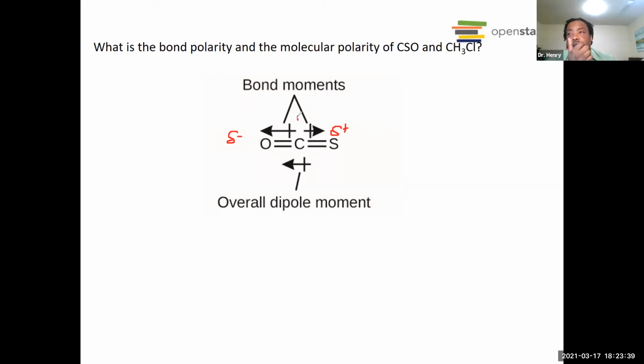Or we could look at it just in terms of carbon. It's favoring this guy, and it's favoring this guy. But since we know the overall polarity is going to be going that way, we'd want to draw it in that sense. That's one way, okay?